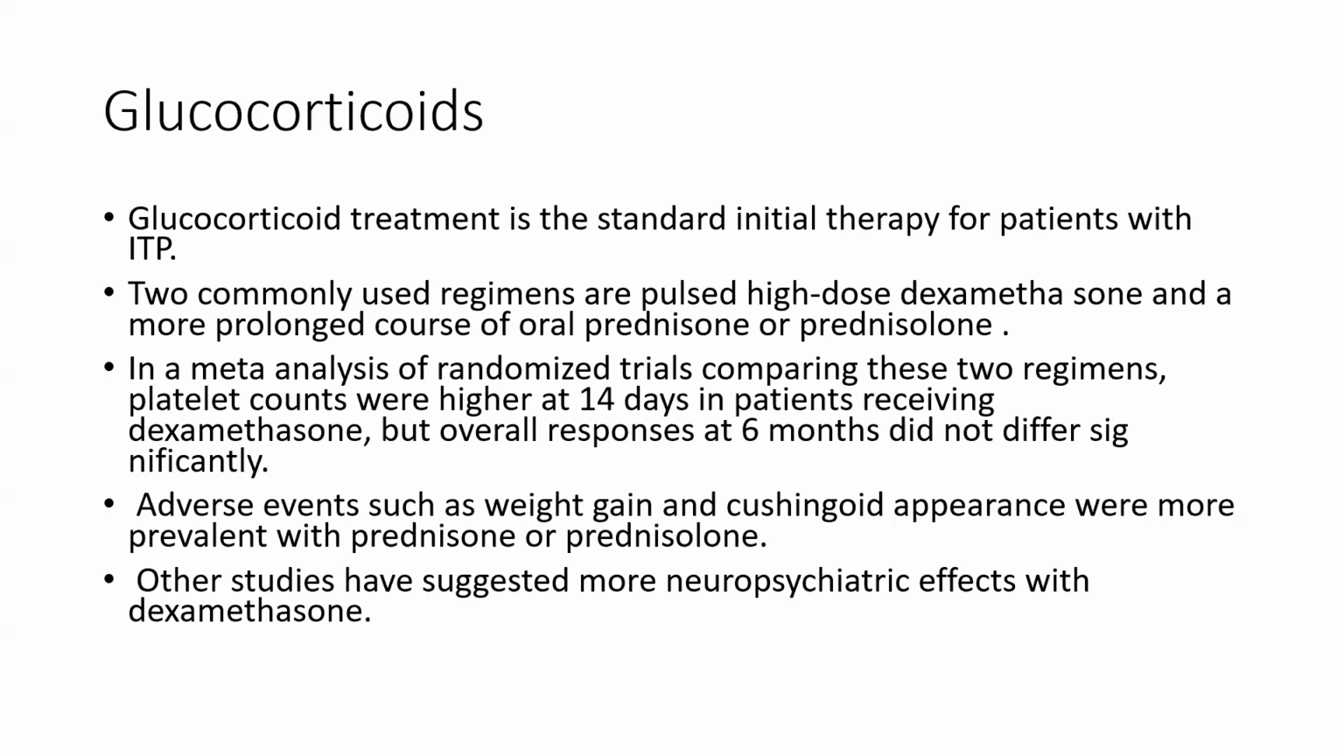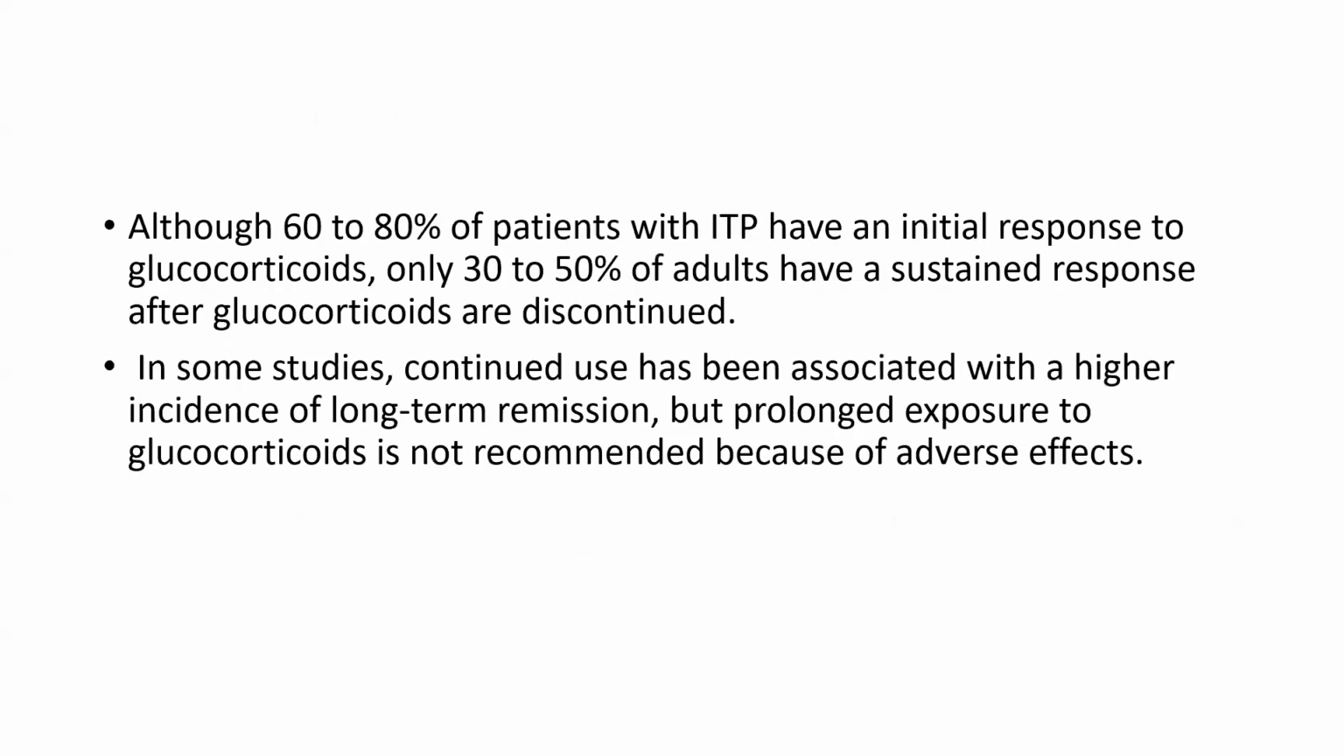Adverse events such as weight gain and Cushingoid appearance were more prevalent with the prednisolone and the prednisone. Other studies have suggested more neuropsychiatric effect with dexamethasone. Although 60 to 80% of patients with ITP have initial response to glucocorticoid, only 30 to 50% of adults have sustained response after glucocorticoids are discontinued.